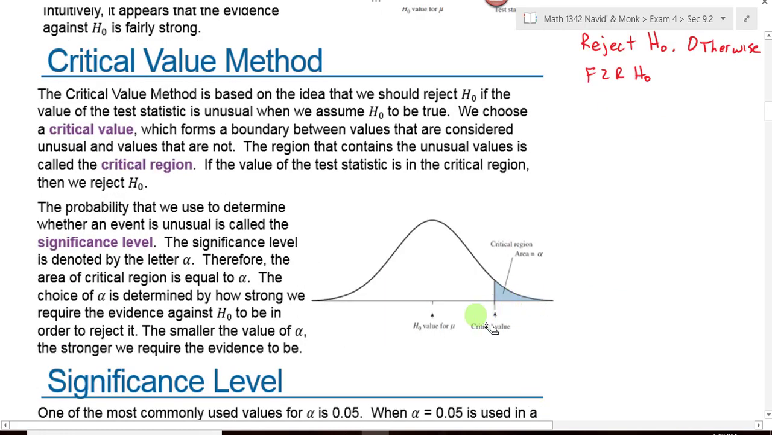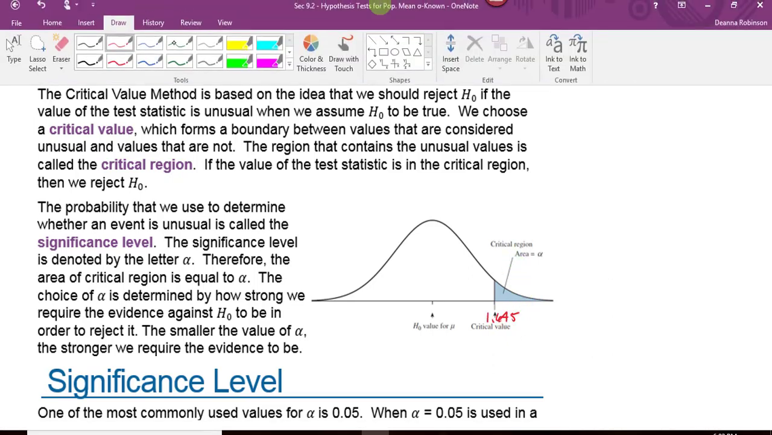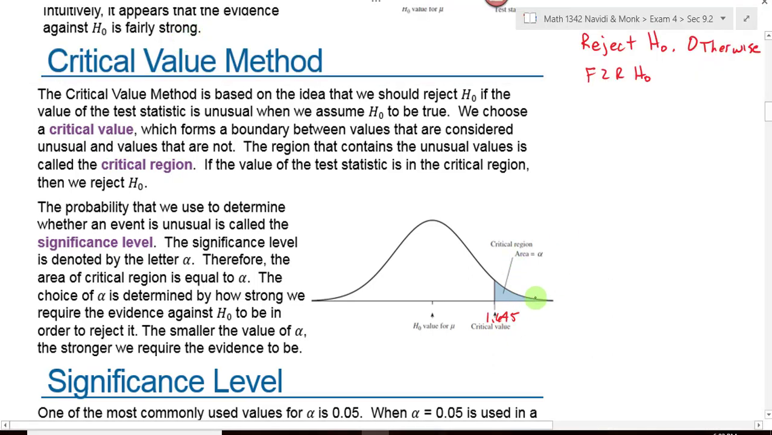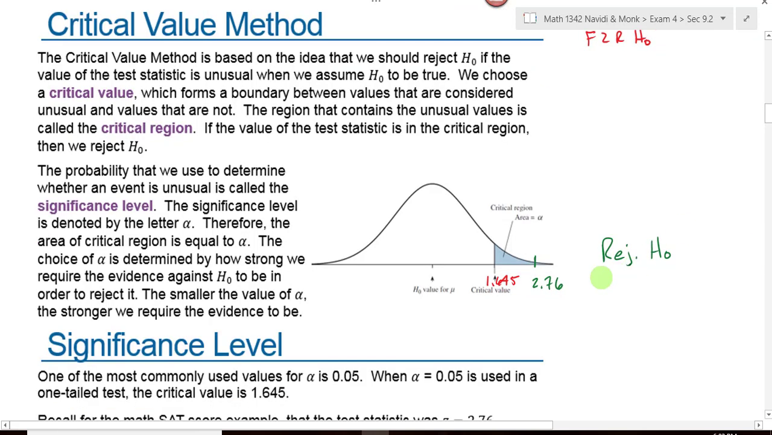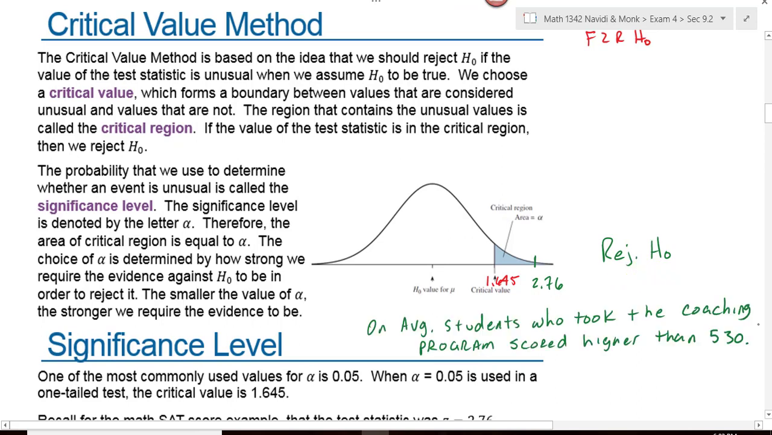Our picture would look like this, where this is our critical value, 1.645. And our test statistic for that previous problem was way down here. It was 2.76. So that means that we would reject the null hypothesis. And then you're ready to write your conclusion. For this case, because we reject the null hypothesis, we could say that on average, students who took the coaching program scored higher than 530 on their SAT. And that's how you would word your final conclusion.